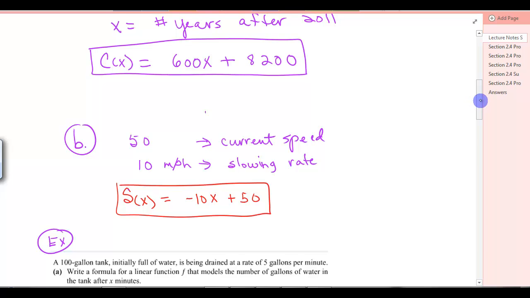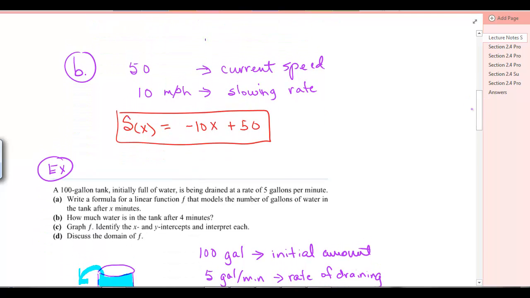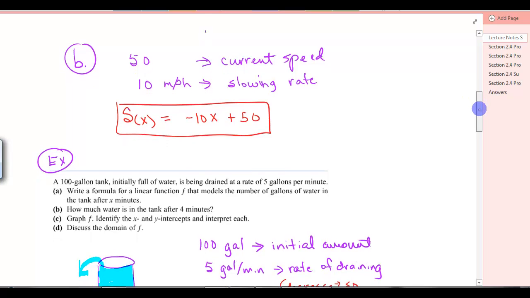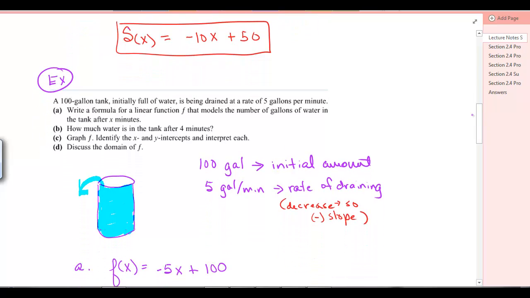All right, let's look at another example. We have a 100-gallon tank, and it's initially full of water. It's being drained at a rate of 5 gallons per minute. So we need to do a few things. It's often helpful to draw a picture. Not totally important here, but I like to draw and use my little markers on the screen. So I've got our tank, and it is up to the brim, and it's being drained. So 100 is our initial amount. That's how much water is in here to start with. So we have 100 gallons to start with.